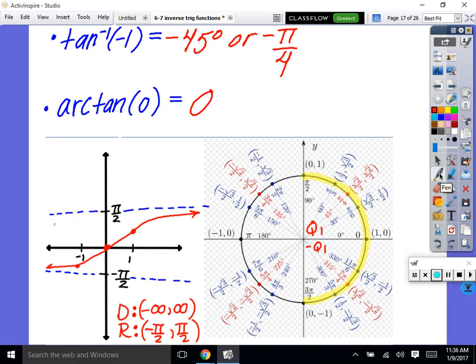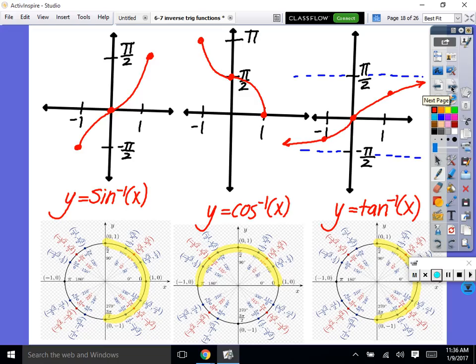Because that's on the interval from negative pi halves to pi halves. It can't be both, sorry, 0 radians or 0 degrees. Okay, so I just want you to look at these compared, because if you have this in your head, this thing, then you're really good.